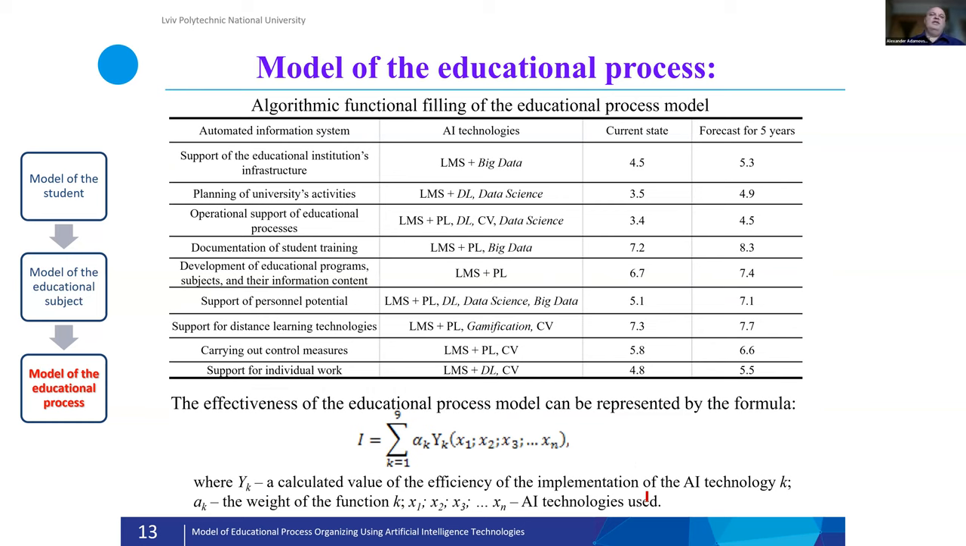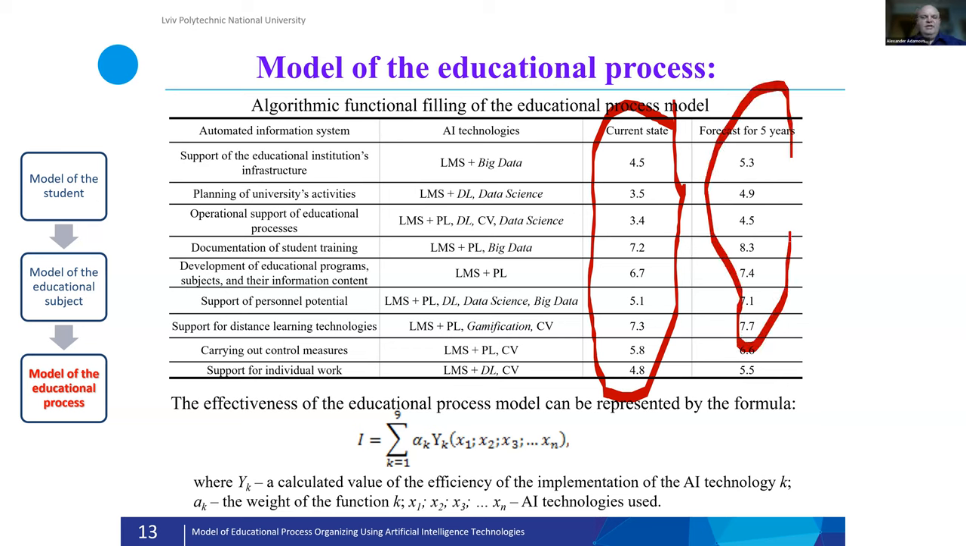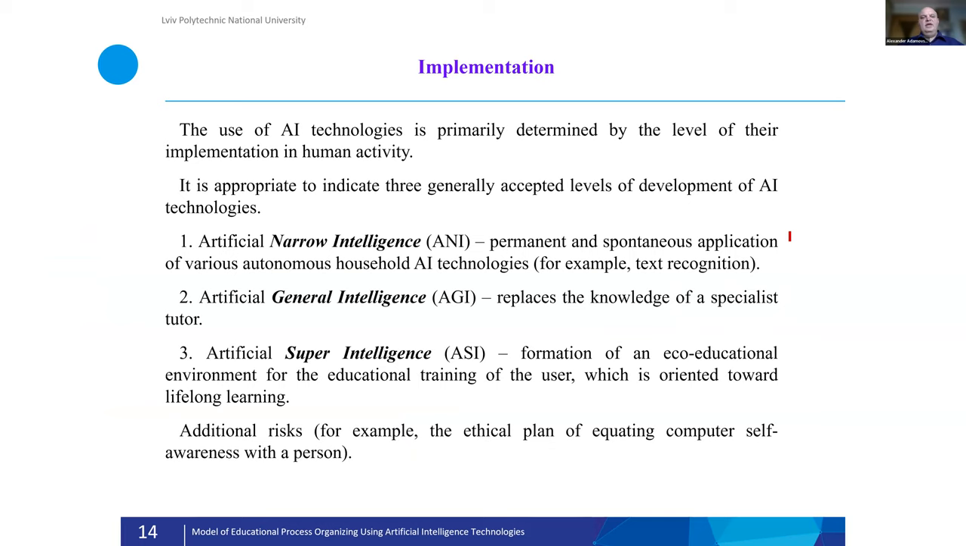Then we made the third model, the model of the educational process. So we add algorithmic functional filling to the educational process model. We found the current state, we compared the current state and a forecast for the next 5 years. We made the forecast, and the effectiveness of the educational process model can be represented by the formula as the sum of weighted functions multiplied by the calculated value of efficiency.